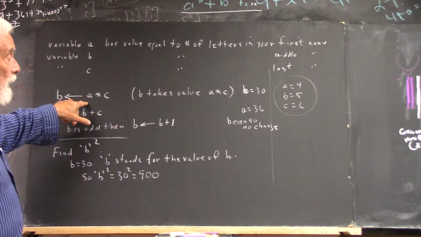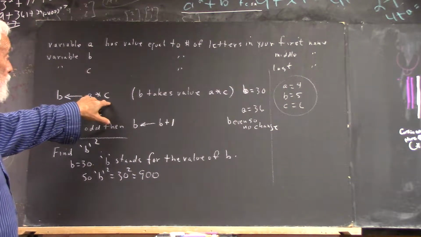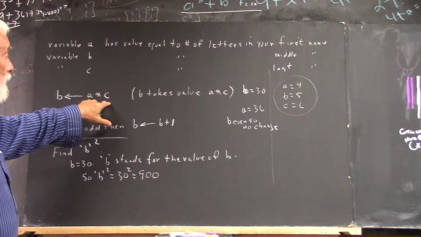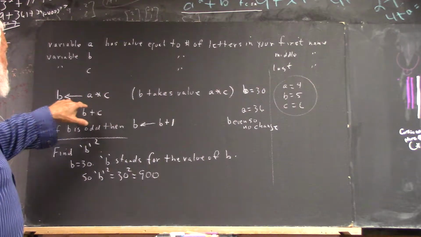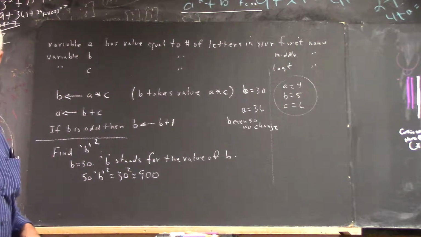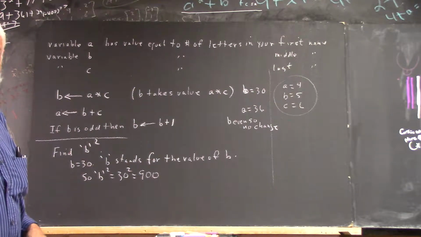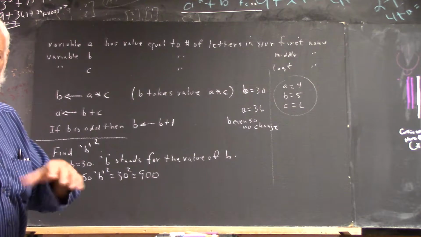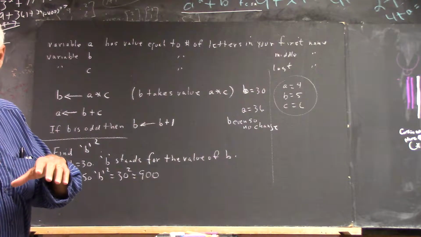Then A has value 4, C has value 6. You multiply them together, and you get, I'm sorry, it's A times C. I multiplied B times C. And I did that intentionally just to let you know that you've got to keep an eye on me. Okay?